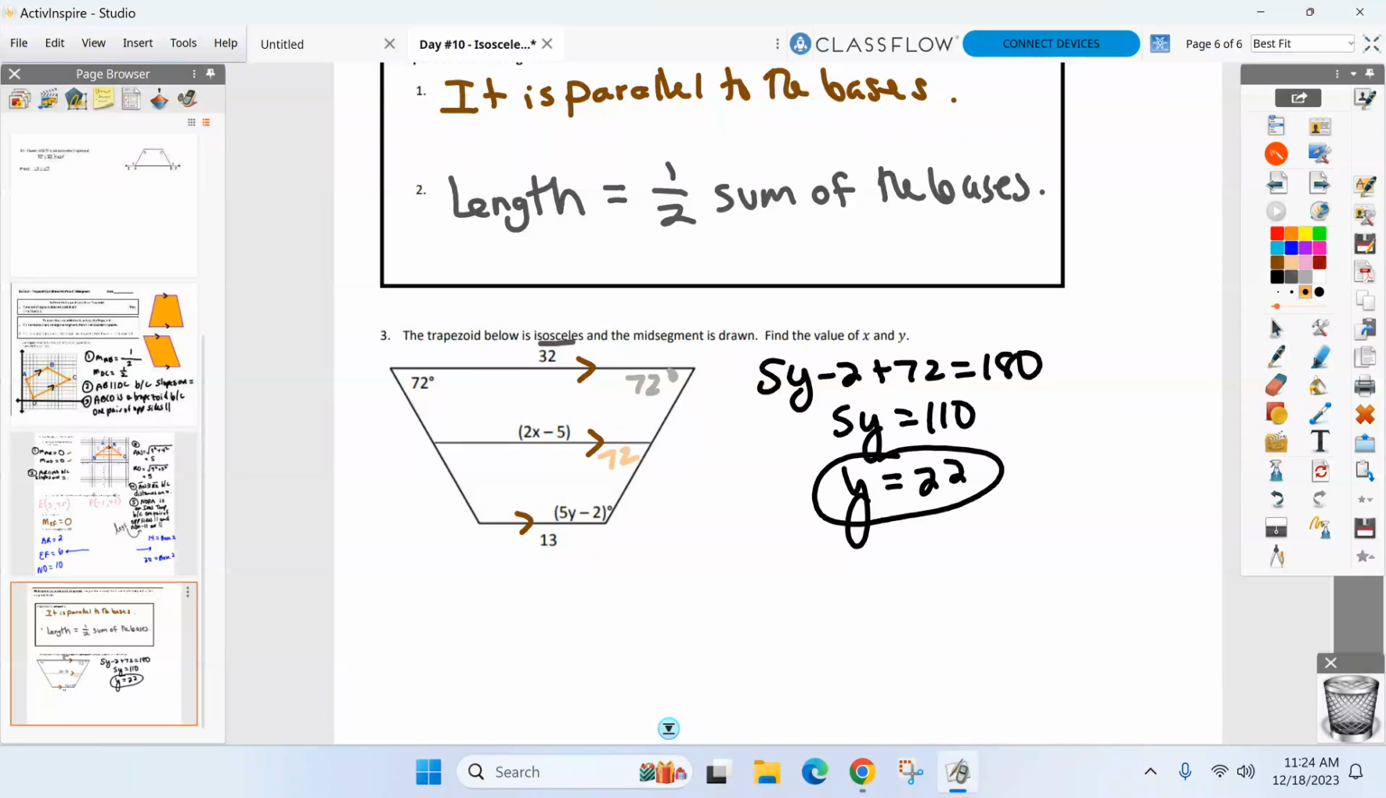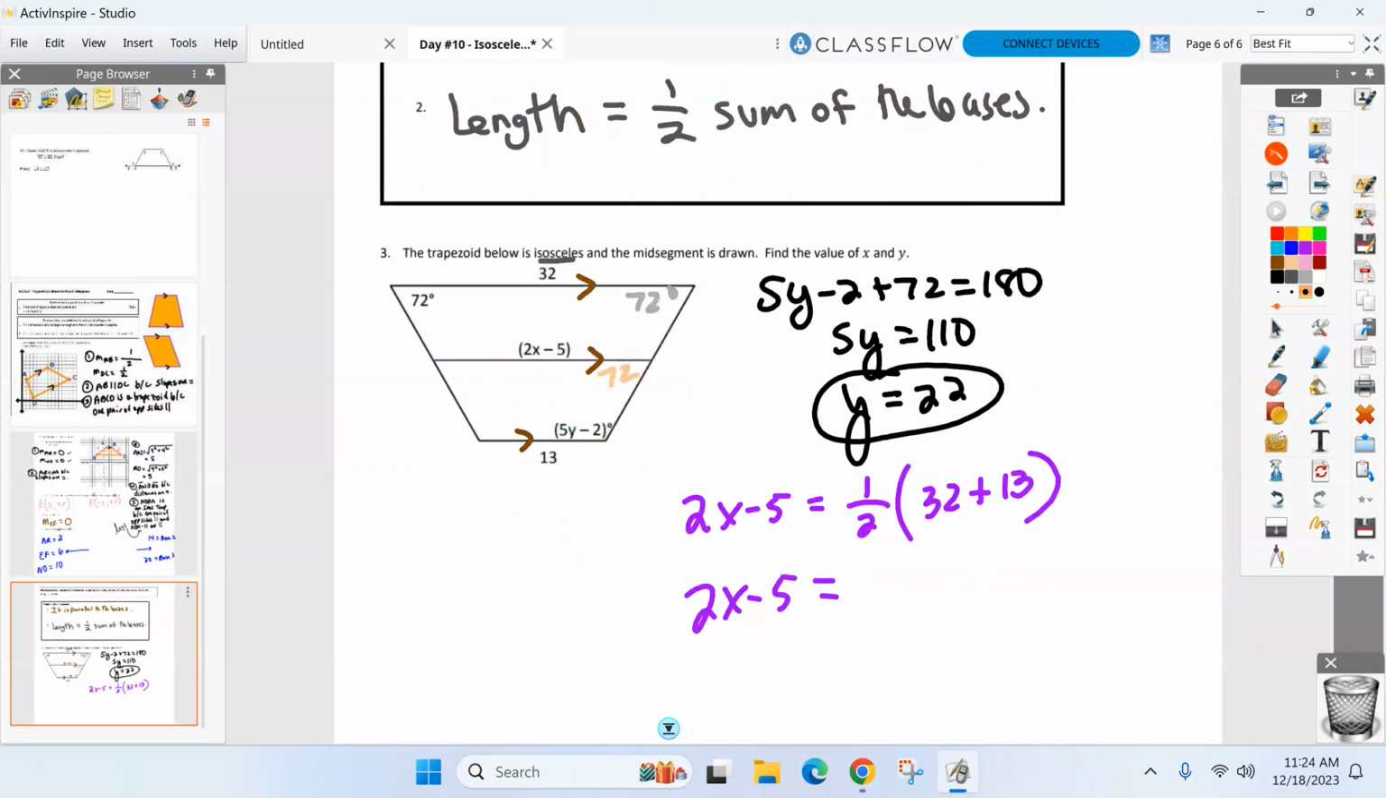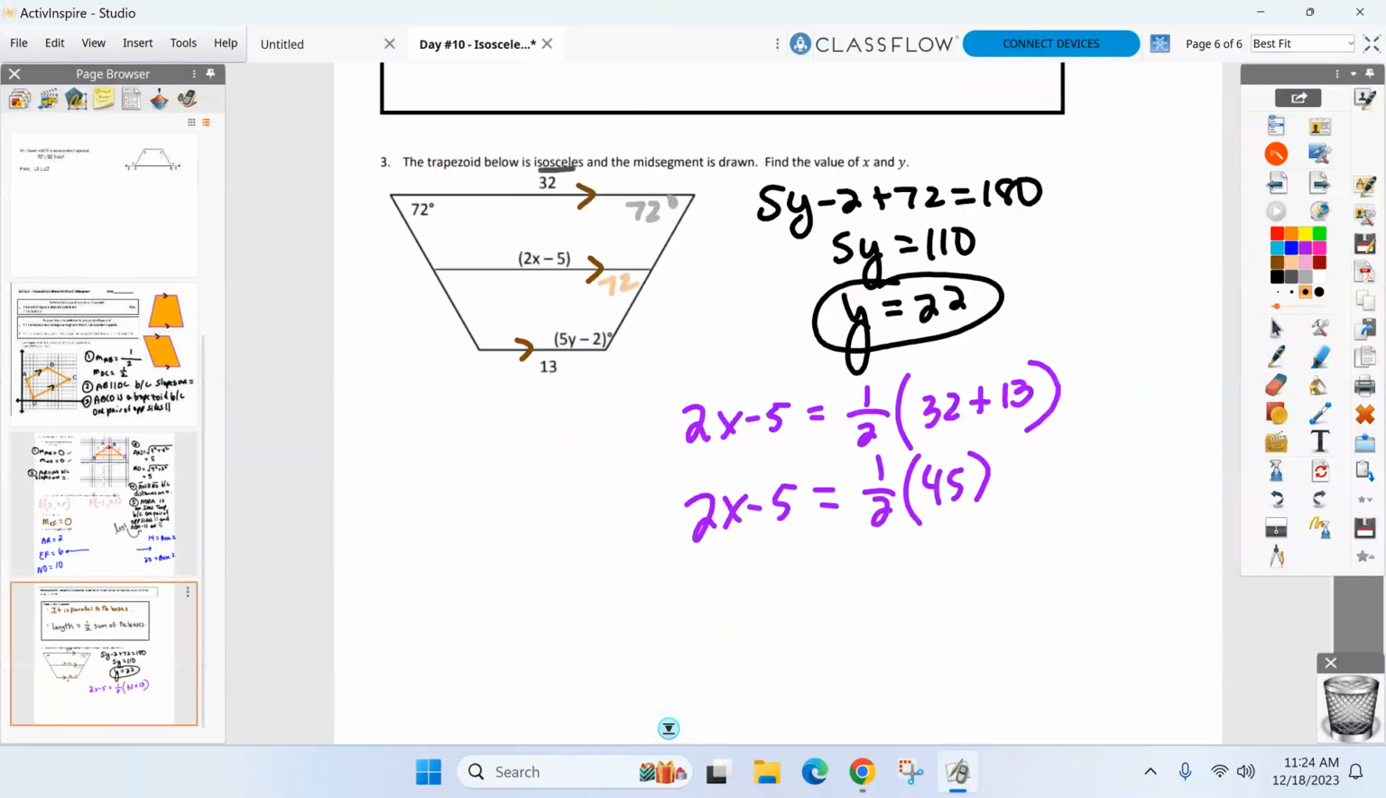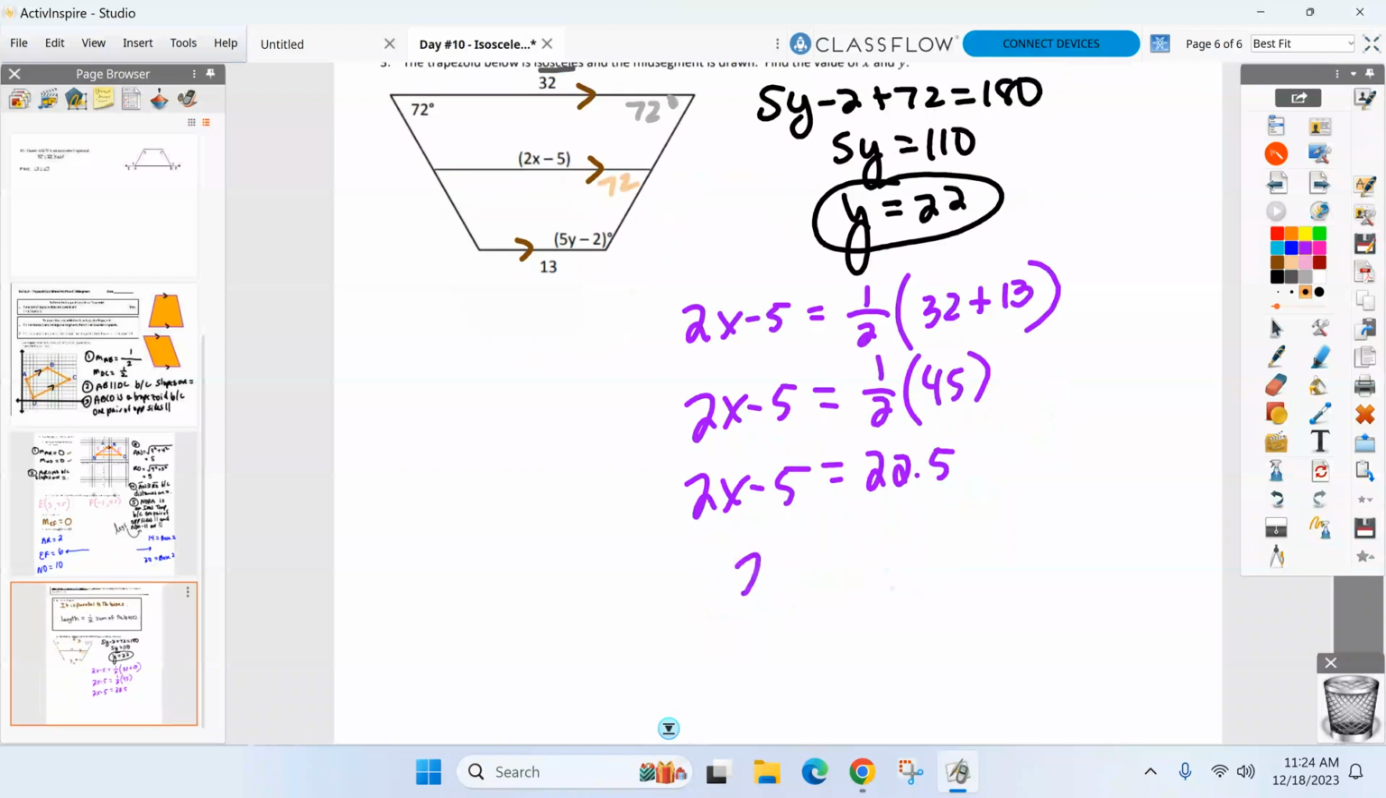And finally, the length of this mid segment, 2x minus 5, is equal to half the sum of the bases, 32 and 13. Every mid segment is equal to half the sum of their bases. So 2x minus 5 equals, oh, I screwed this up last class, a half of 45. Let's see if I can redeem myself. 22 and a half. Haven't redeemed myself yet. 2x equals 27 and a half. 13.75.